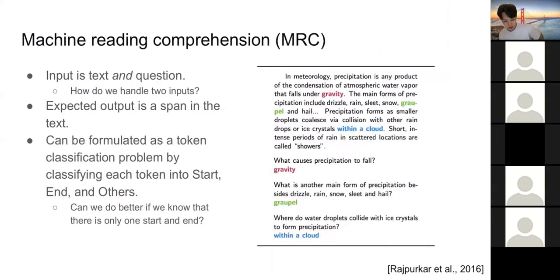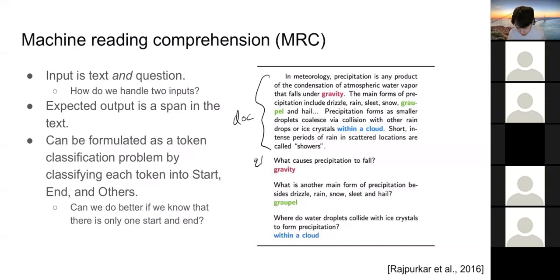Another application we can use token classification for is machine reading comprehension, also called question answering. So here the input is text and a question. So we have a text here. You can think of this as a document. So we have a document about, like, how water vaporizes, how precipitation happens. And then you have a question here.